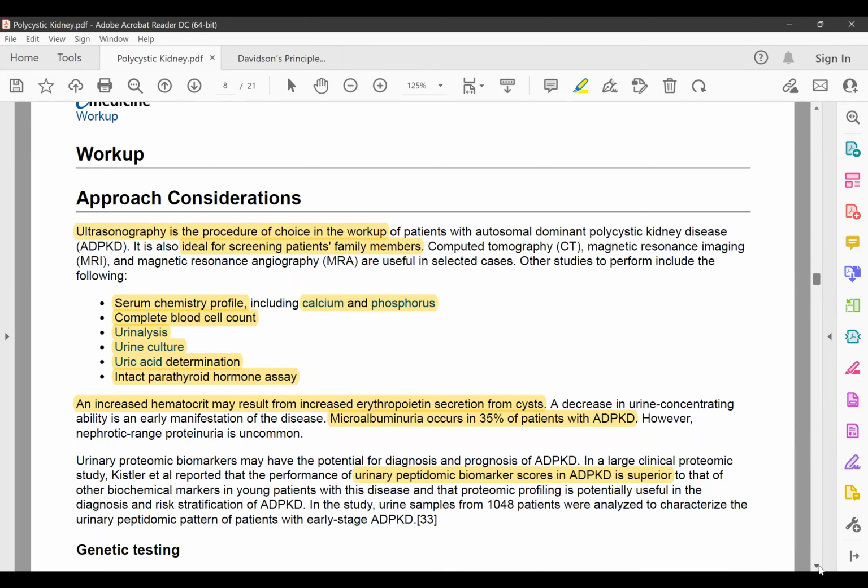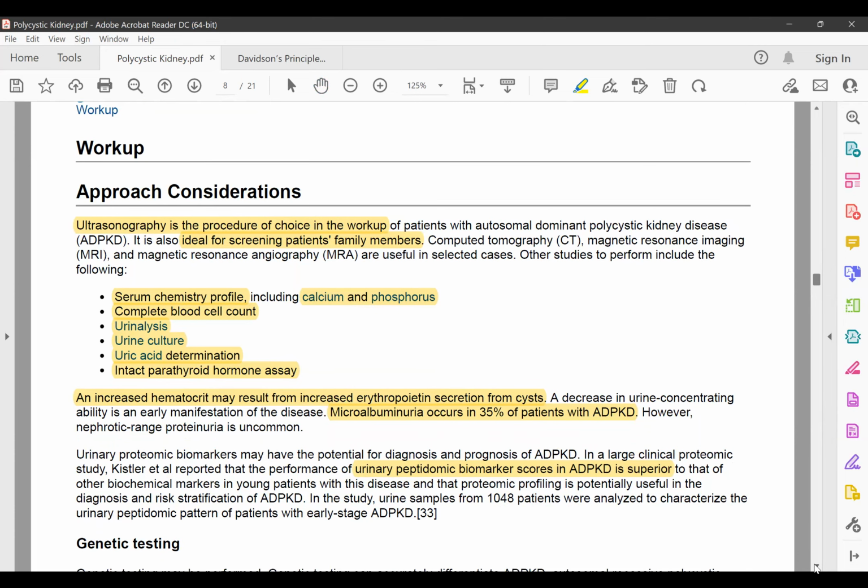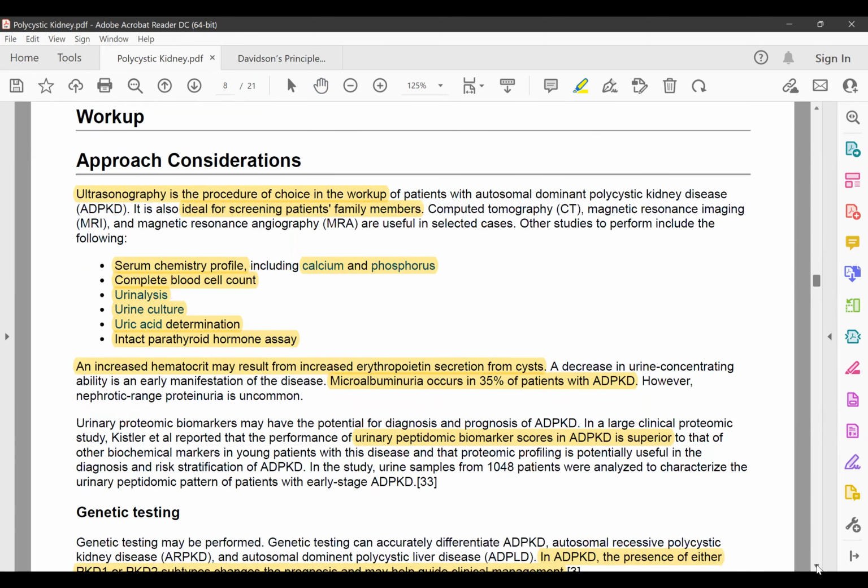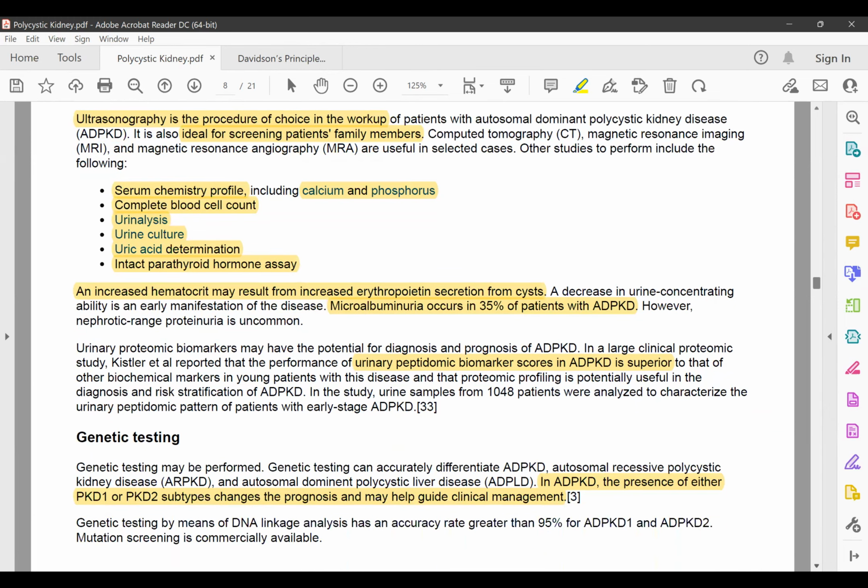There could be a polycythemia and then hematocrit. One of the rare secondary causes of polycythemia is polycystic kidney disease. And there are now biochemical markers available, which in the urine itself you can do. Urinary peptidomic biomarker scores are superior to that of other biochemical markers. Just take the urine and look at the peptidomic biomarkers, which are not available in all centers.